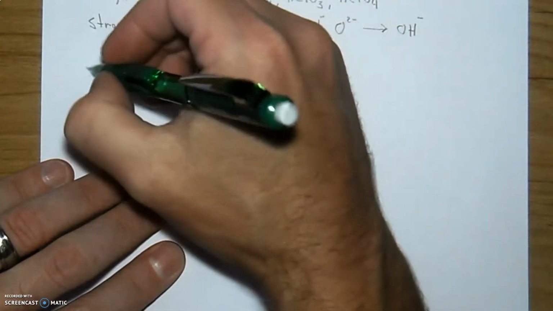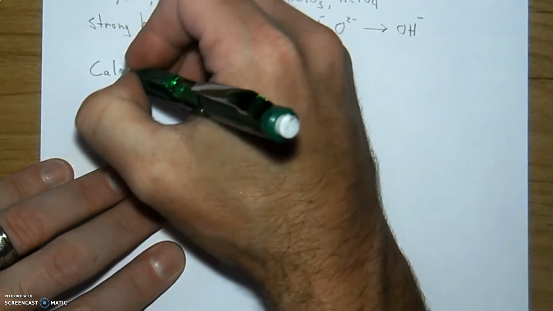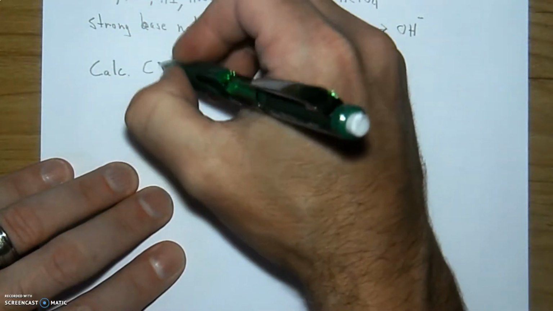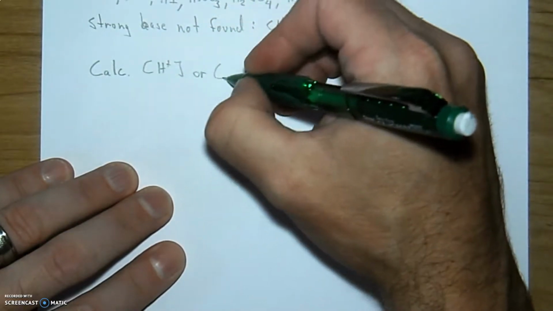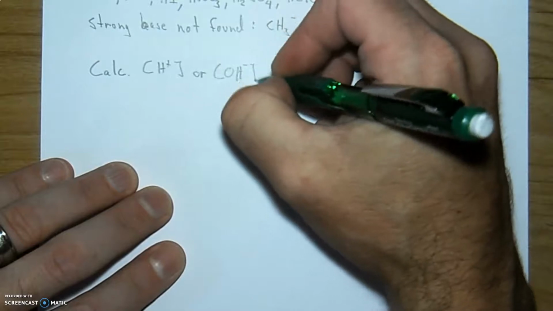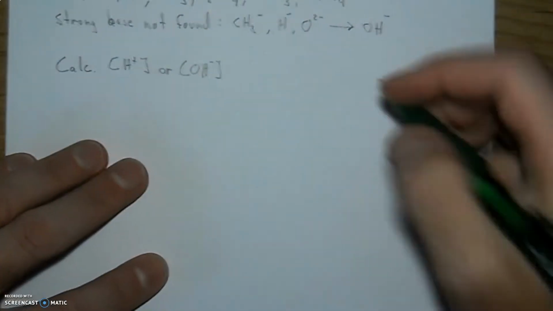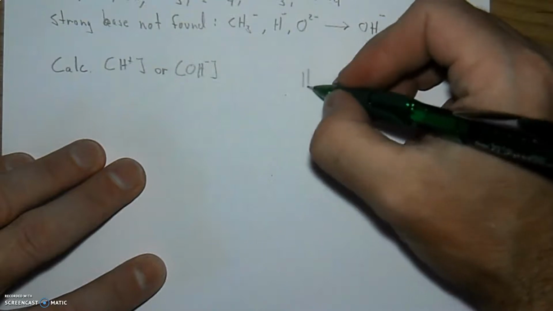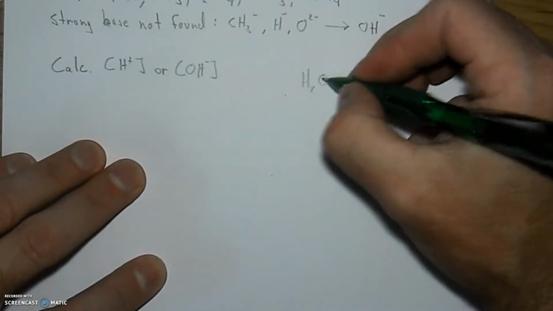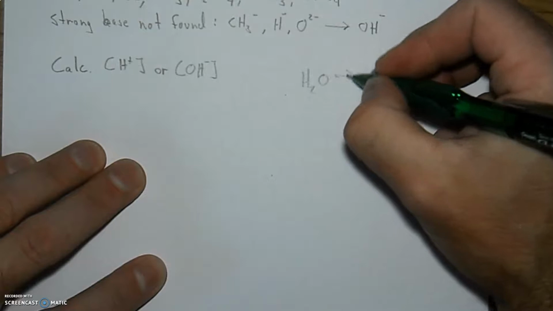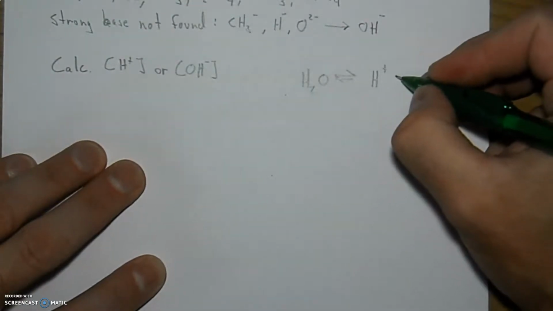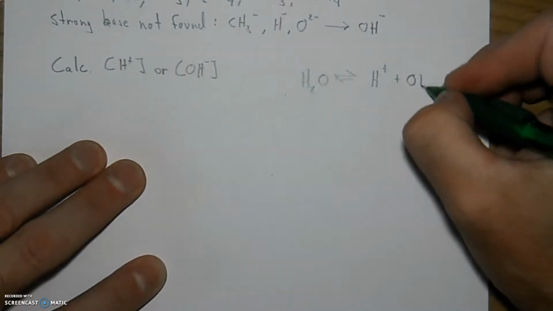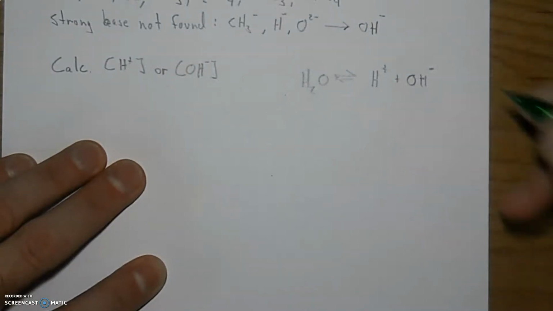A couple examples to look at as we make our way through here. We're going to calculate hydrogen ion or hydroxide ion concentration. If we have one, we can get the other one. Let's look at a scenario called auto-ionization. Water will somewhat break up, ionize, and form these 2 species, hydrogen ions and hydroxide ions.